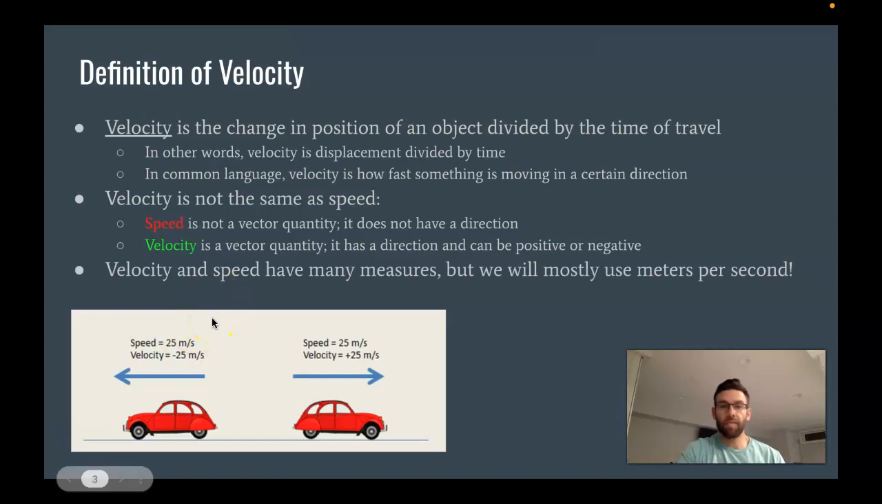And velocity and speed have many measures. We'll be using mostly meters per second. That's the most common term used in physics. You might see kilometers per hour. Every now and then we might reference miles per hour because that's what many of us are used to. But in general, the physics community uses meters per second.